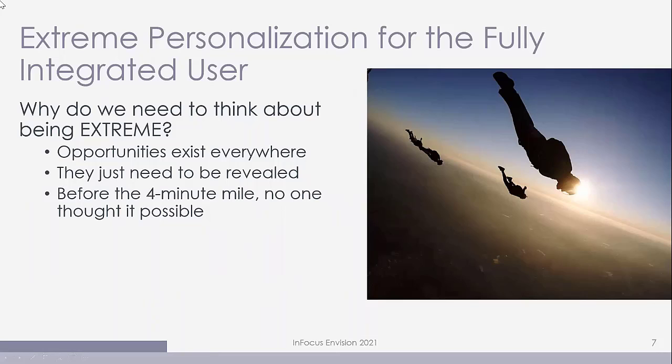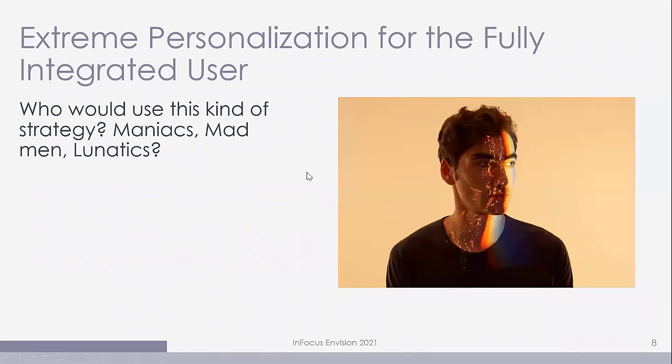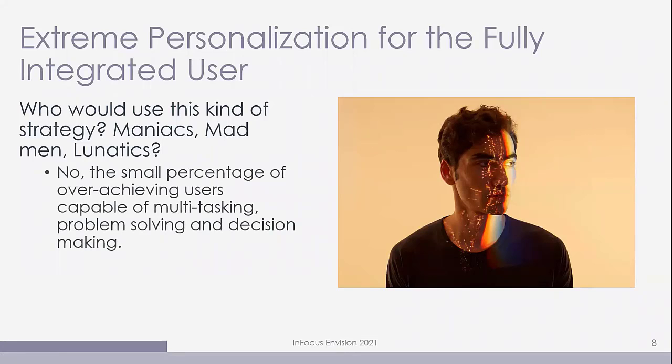All right, so where's my slide? Who would use these kinds of strategies? Thinking maniacally, using extreme things. Madmen, lunatics, who would use this kind of thing? Are they outliers? Well, I'm going to contend that no, there really is a small percentage of what we would say are overachieving users capable of multitasking, problem solving, decision making. So yes, there are some examples of people like this.